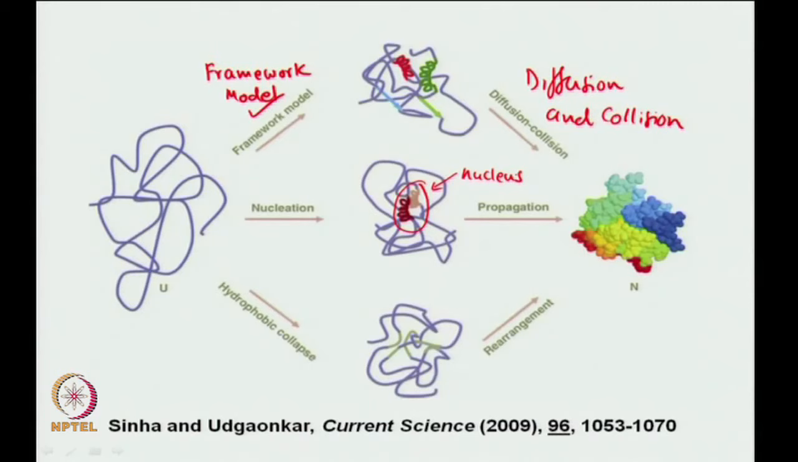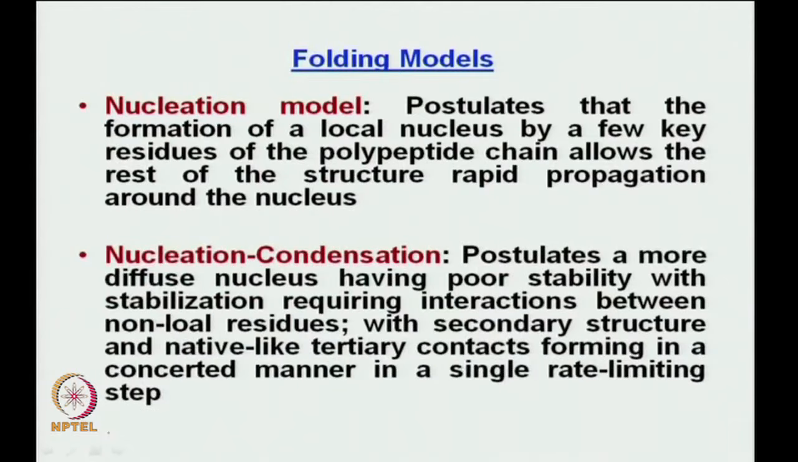Okay. And the third one is hydrophobic collapse. Now, before I go there, let me give you the inside of this nucleation model. This postulates that the formation of a local nucleus by a key residue or a few key residues of the polypeptide chain will allow the rest of the structure to rapidly propagate around the nucleus. Okay. There is also something known as nucleation condensation. So, it is a little bit different.